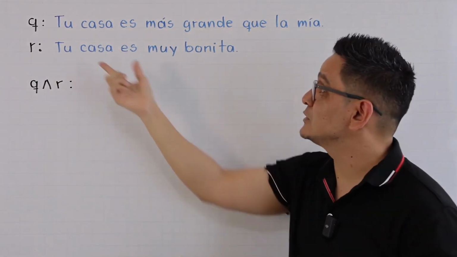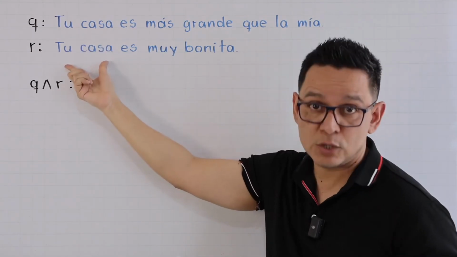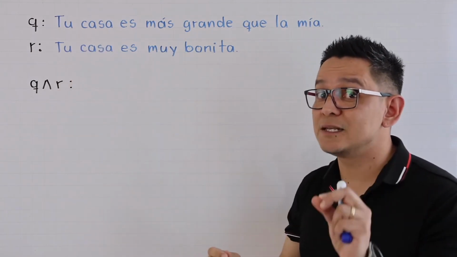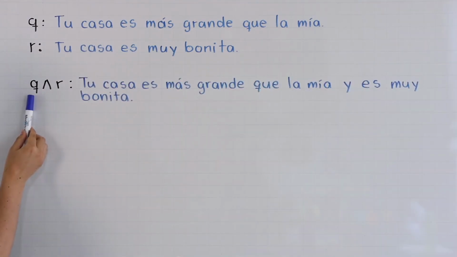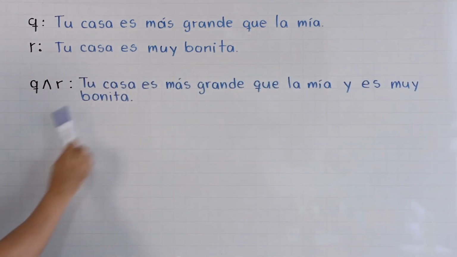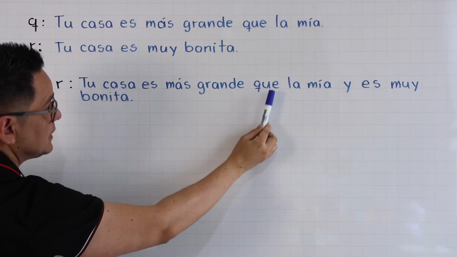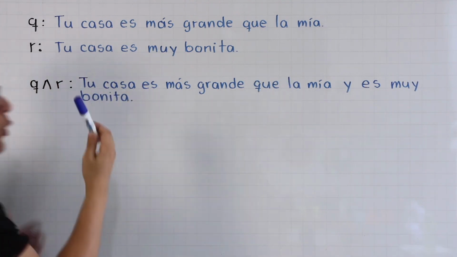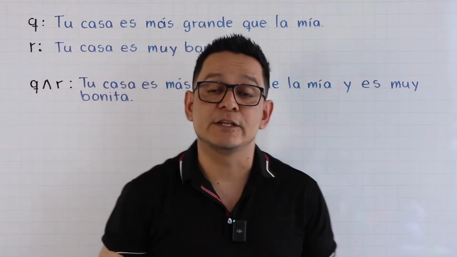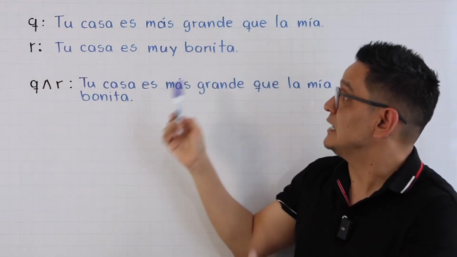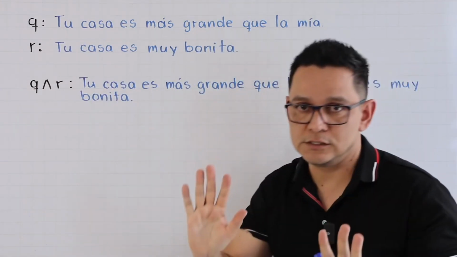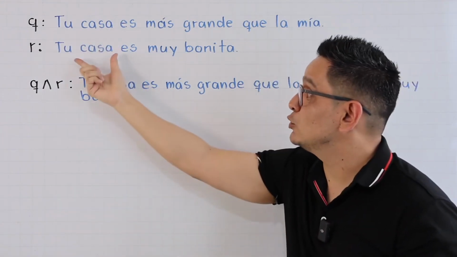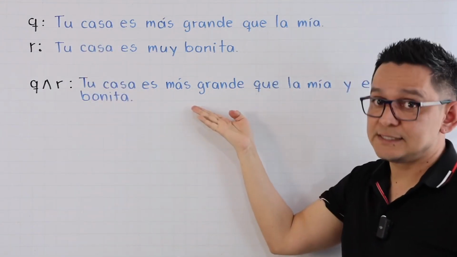But since we're talking about your house both times, we're going to write it like this instead. Look, I'll show you over here. So the compound proposition Q and R would be, "Your house is bigger than mine, and it's very beautiful." Keep in mind, if you write "Your house is bigger than mine and your house is very beautiful," that's also fine. But since I insist we're talking about your house, we can write it this way.